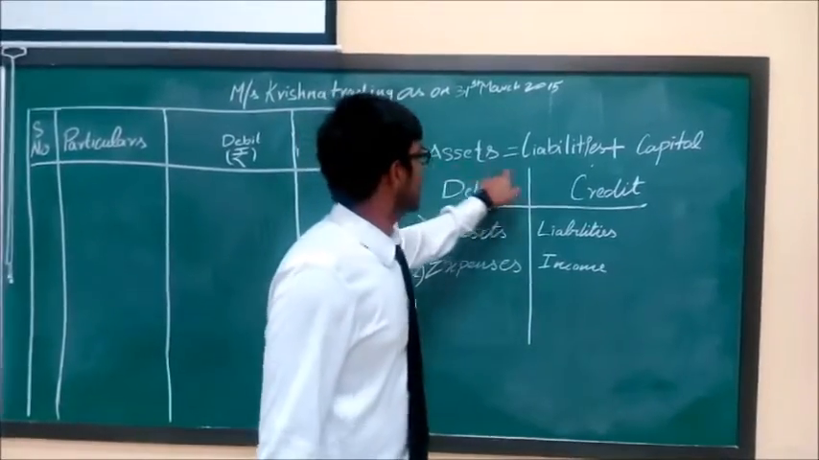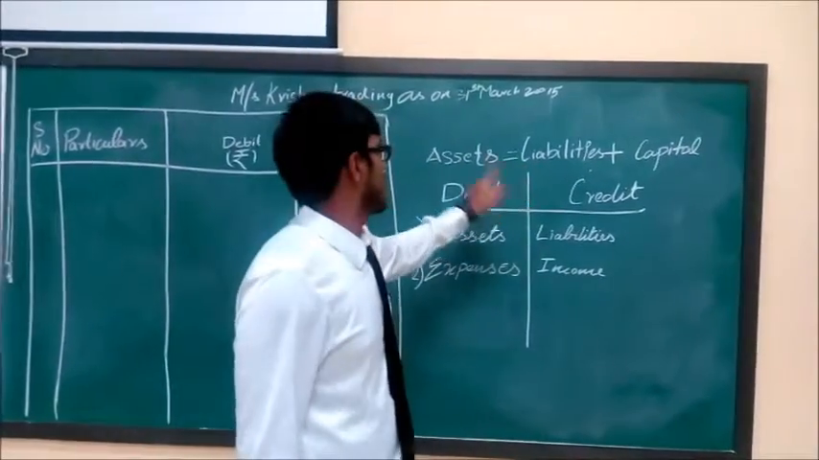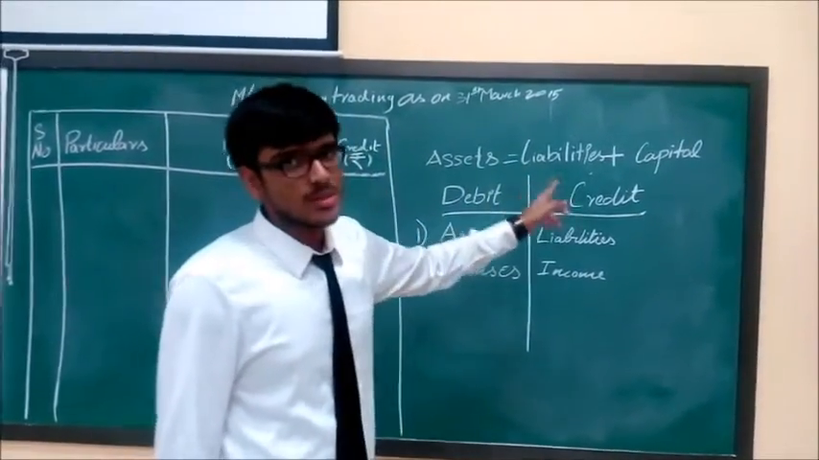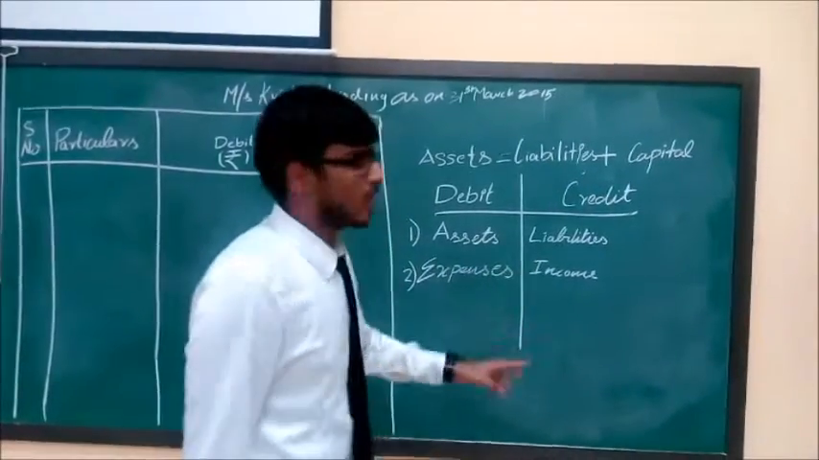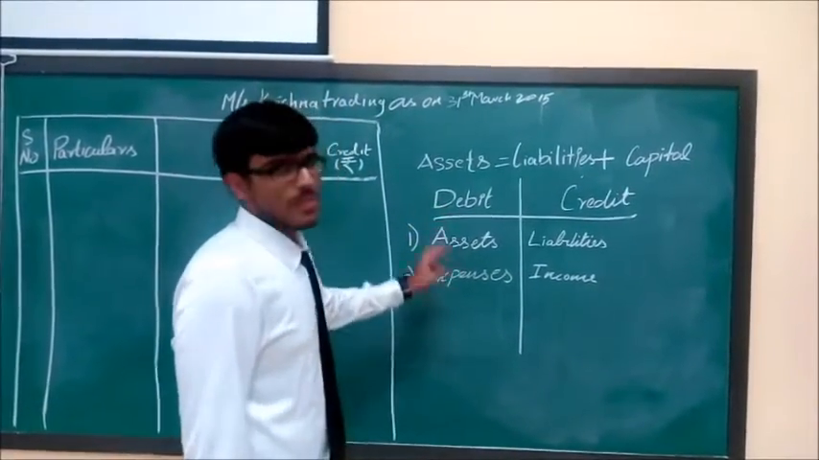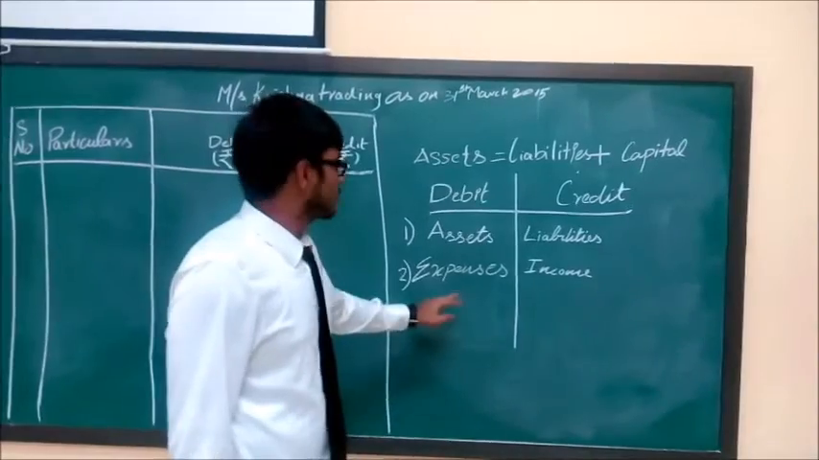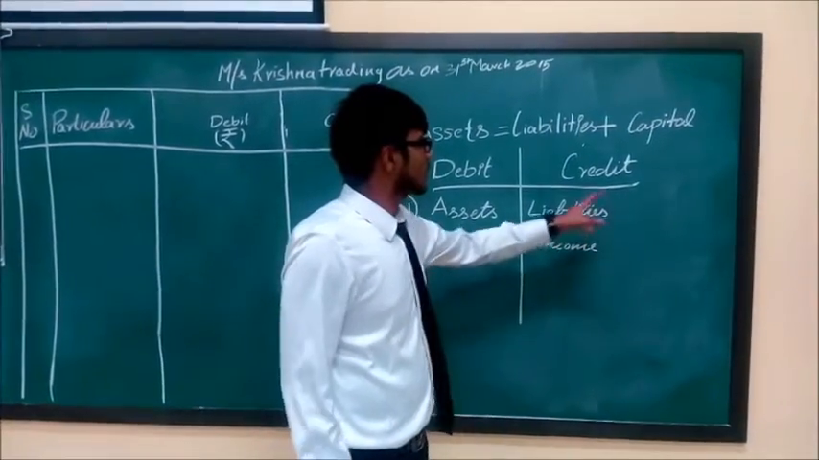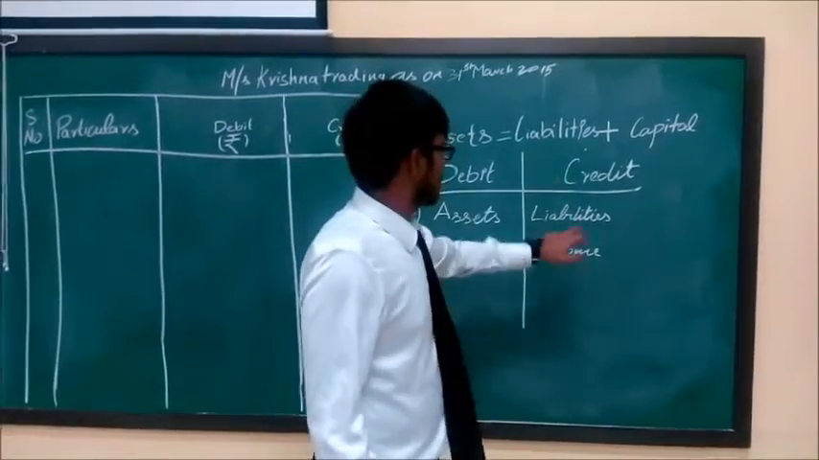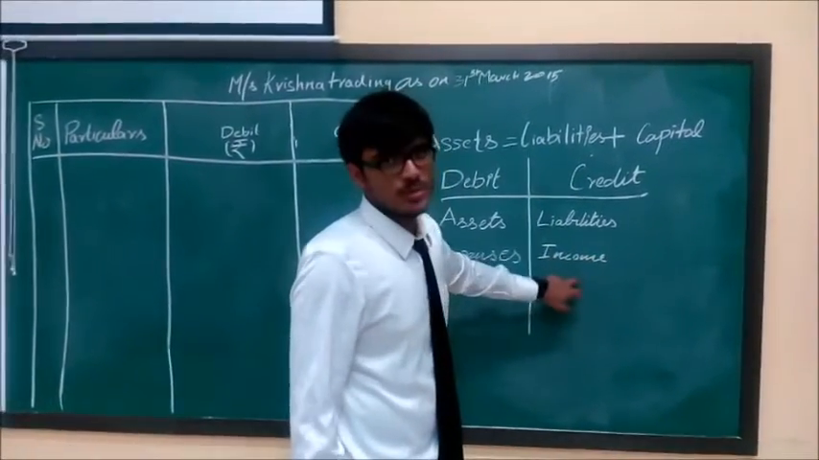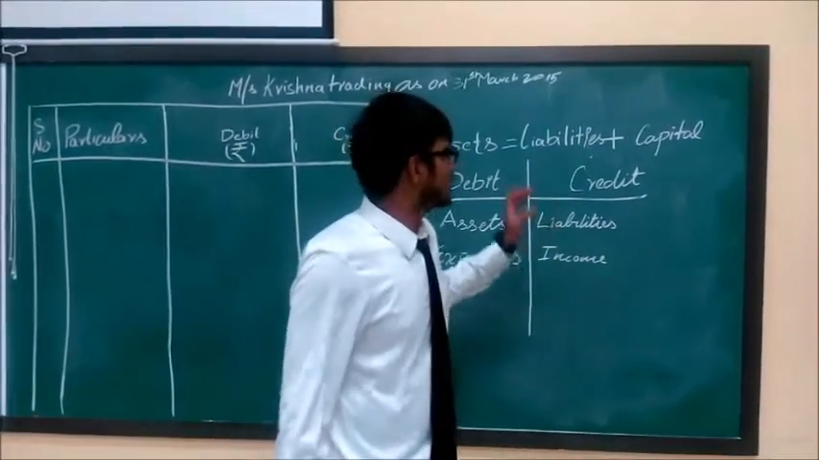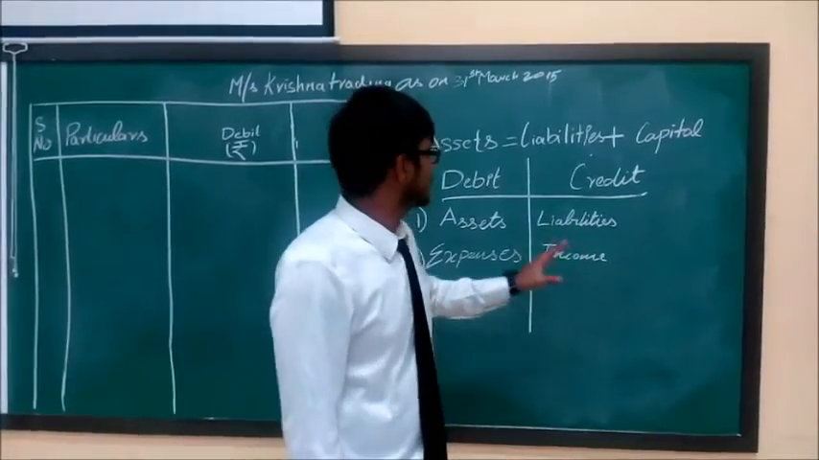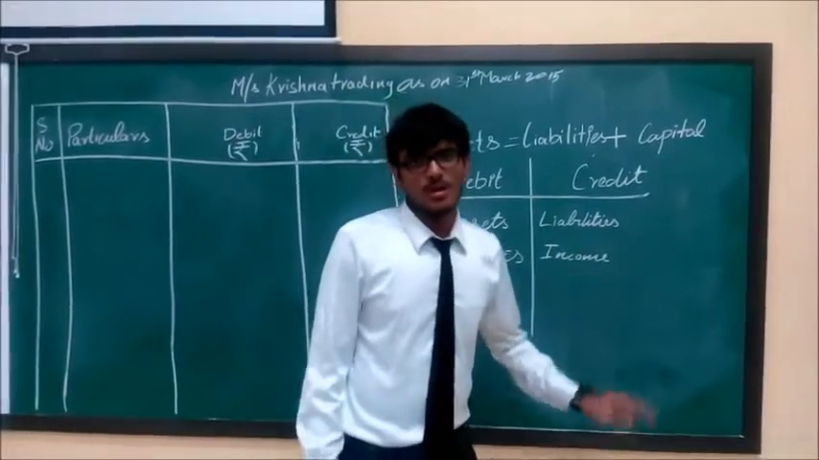This is the basic accounting equation: assets is equal to liability plus capital. Based on that, on the debit side, assets and expenses should be there. After that, I am going to explain about the credit. In the credit, the liabilities and income should be there. That's it. Please make a note on that. This is the major thing in the trial balance.